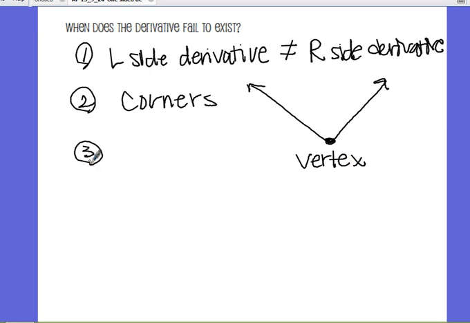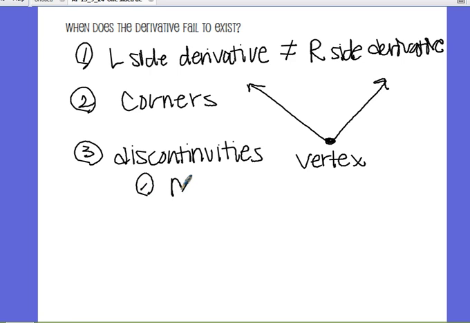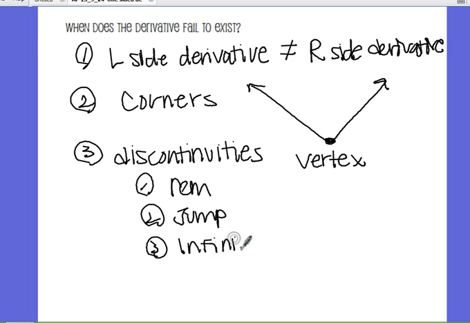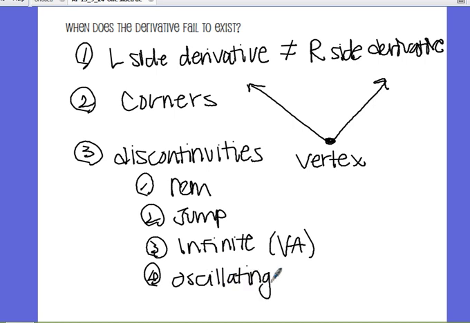And then you heard me talk earlier about discontinuities. All discontinuities, every single one of them, and there are 4 of them. Number 1, a removable. Number 2, a jump. Number 3, an infinite, which is the same as a vertical asymptote. And number 4, an oscillating. Every single one of these, the derivative at those exact points would not exist.